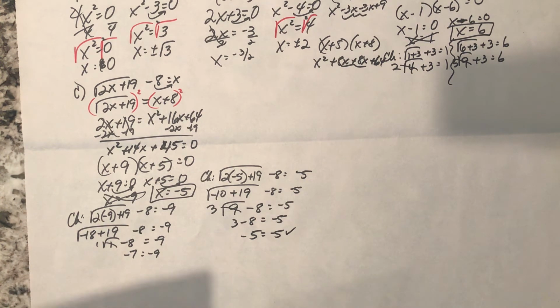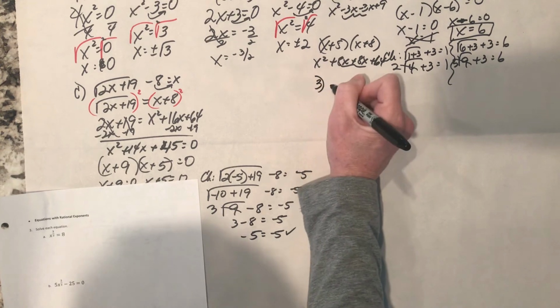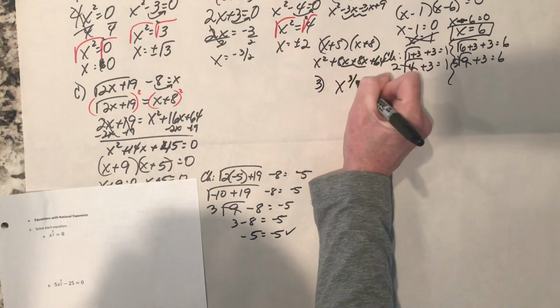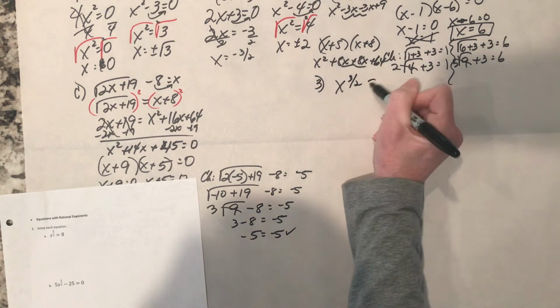Let's look at number 3. Number 3 says equations with rational exponents. Each one of those exponents, 3/2, 3/2, and 5/4, is an exponent. This is going to be a fairly simple thing. Let's look at how we're going to do it. x to the 3/2, is that too high? No, it's not. Equals 8.